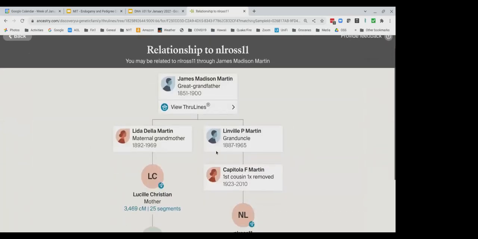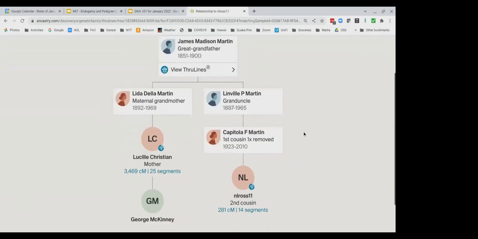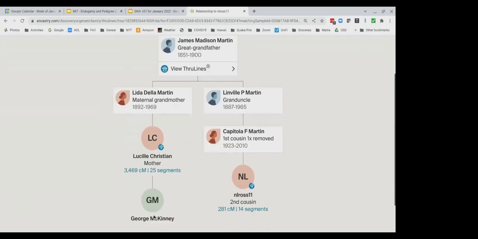mine is Lida Della Martin. I have a wonderful picture of Lida and Linville together, by the way. And Linville was a country violin player who actually got invited to play at the Grand Ole Opry. Okay, so he's a fun part of our family heritage. So we are clearly second cousins, sharing the same great grandfather and great grandmother.